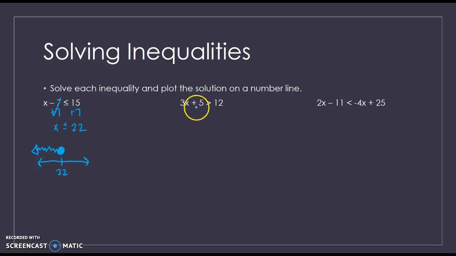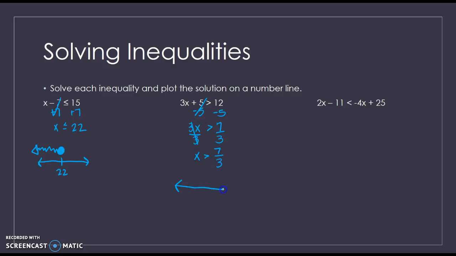For the next one, we have 3x plus 5 is greater than 12. So I'm going to subtract 5 from both sides. So you get 3x is greater than 7. Divide by 3. x is greater than 7/3.